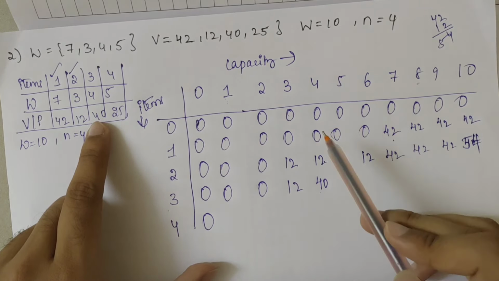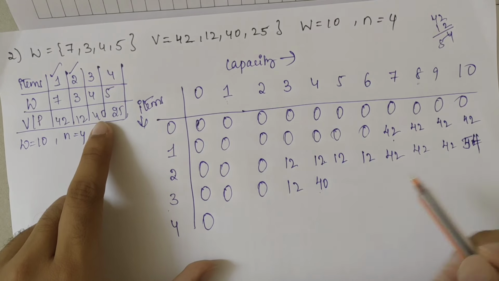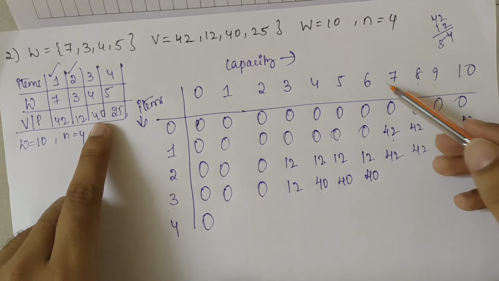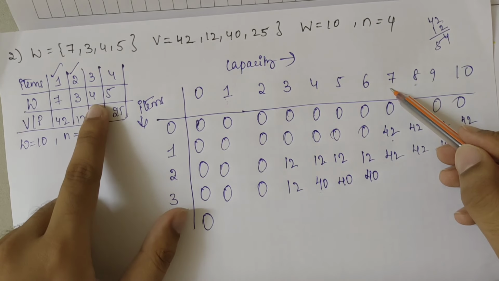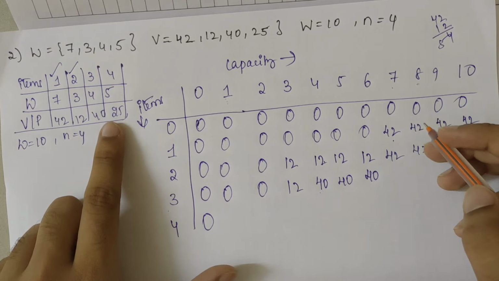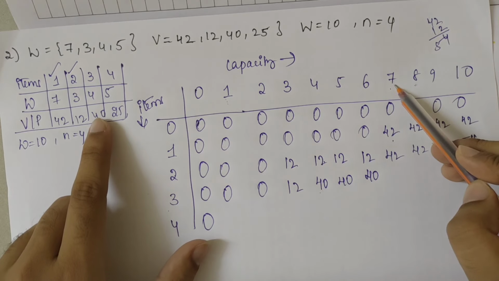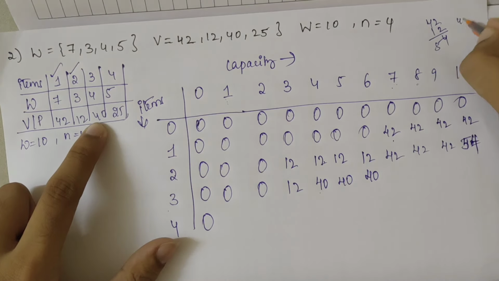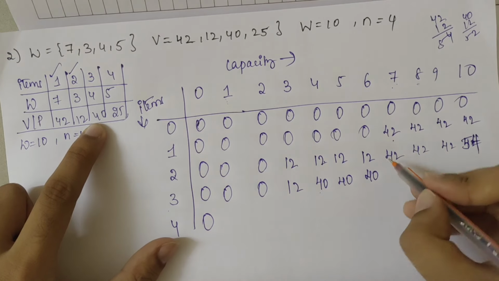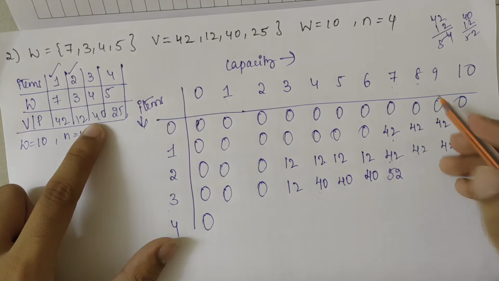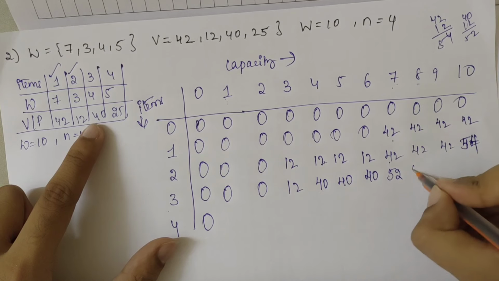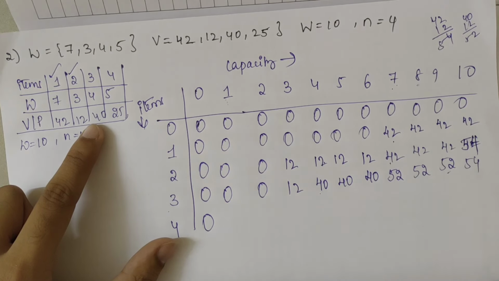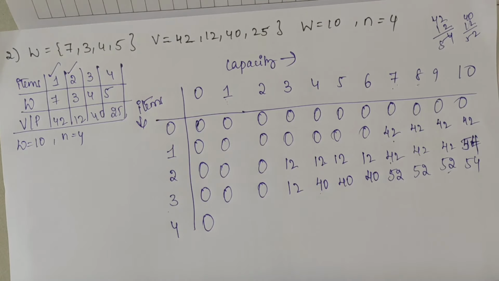Now for 5. For 5 I have 12 or 40. So I can write 40 only here. For 6 also 40 only I can write. For 7 I also have an option here. For 7 I can write it as 4 plus 3. 4 plus 3, how much will I get? 40 plus 12, that is 52. So I can write 42 or 52. So I'll write 52 here. For 8 also I can write 52. For 9 also I can write 52. And for 10, 52 or 54, 54 has the higher profit. So I'll write 54 here.